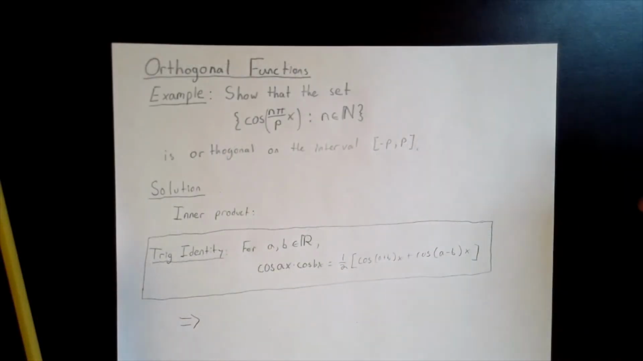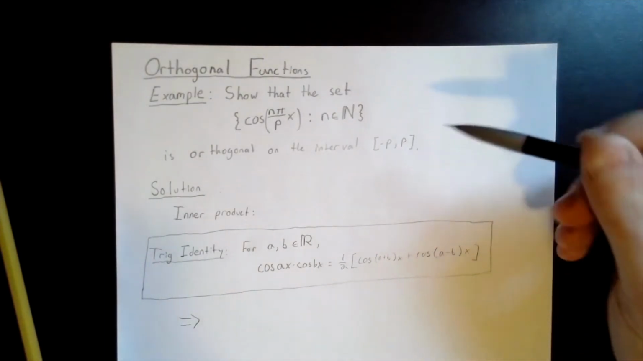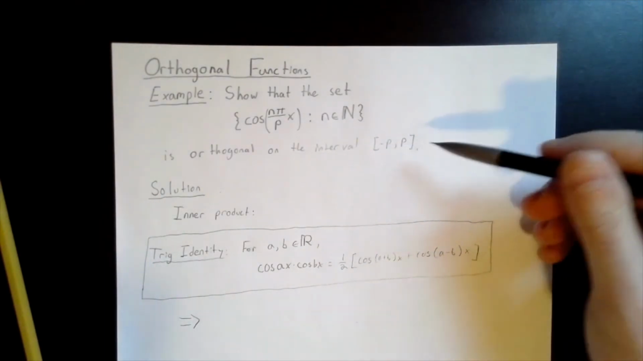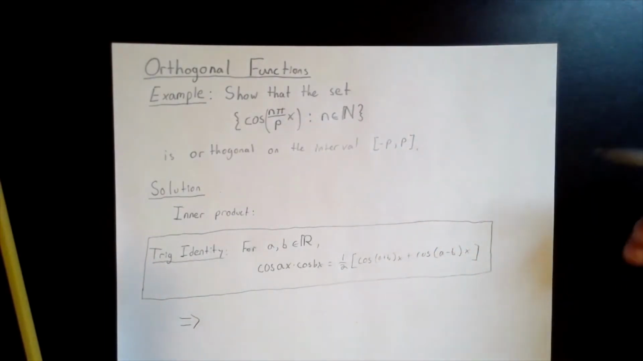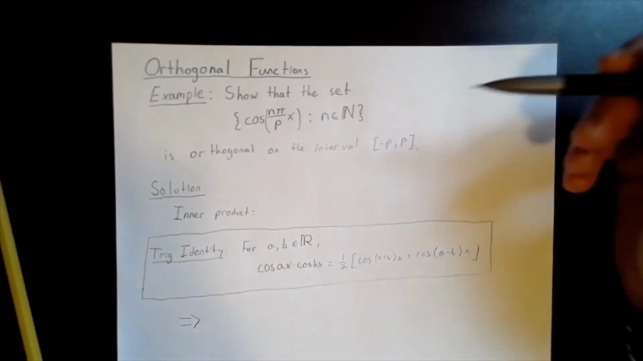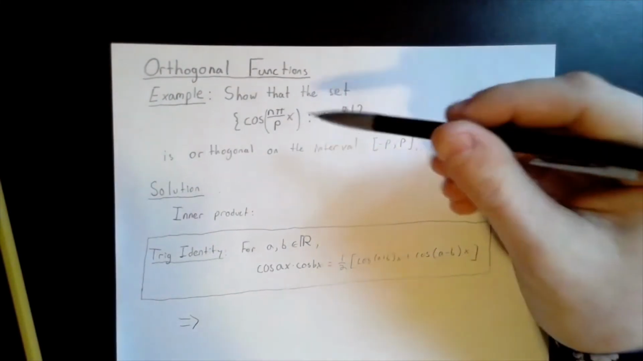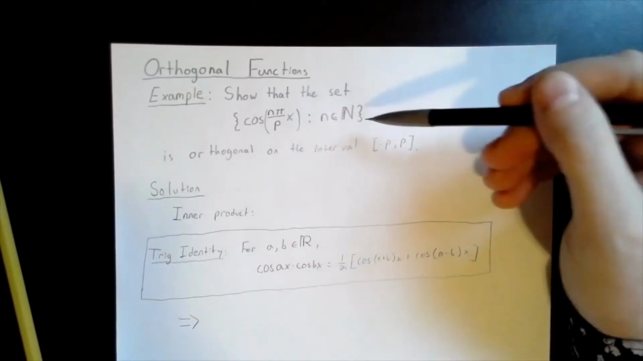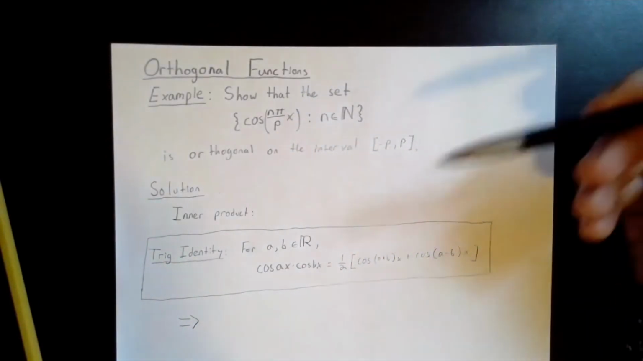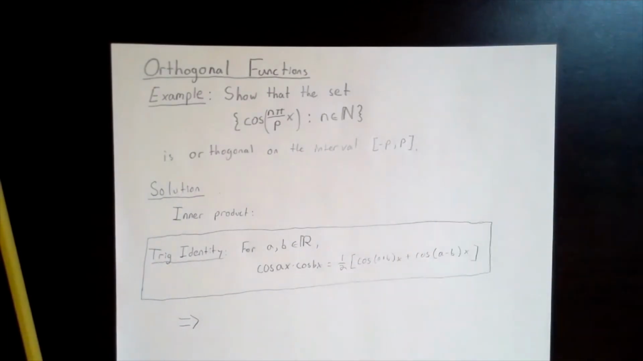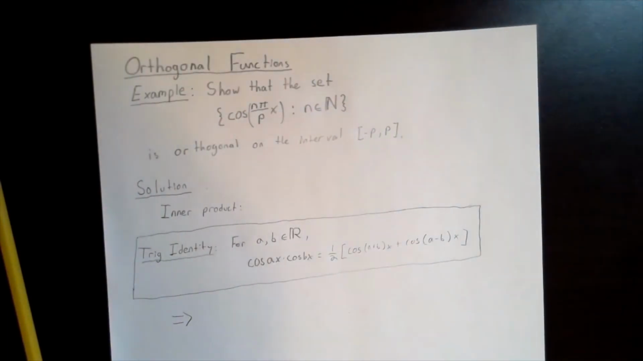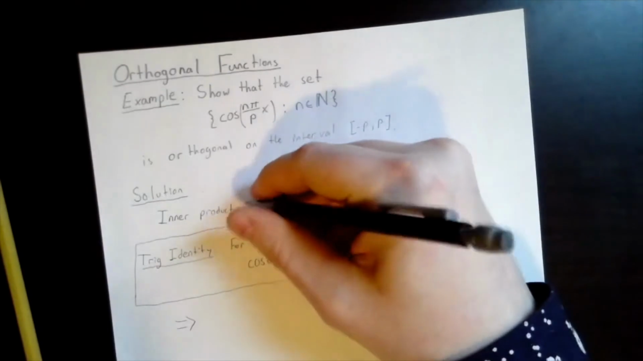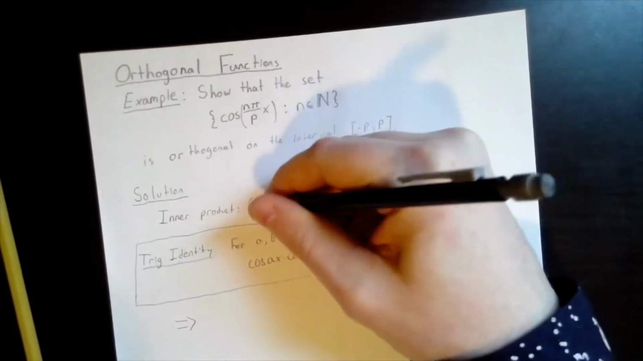In this example, we're going to show that this set of functions is orthogonal on the interval from negative p to p for some real number p. The functions in this set are of the form cosine of n pi over p times x, where n is some natural number: 0, 1, 2, 3, and so on. In order to show this, we have to calculate the inner product of two elements of the set.